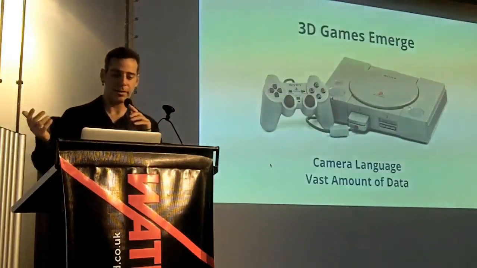So 3D games emerge. This is the PlayStation, 1994, right? We get two things. We get camera language, so now the language of film actually applies to games in a literal sense. And we get vast amounts of data because we go disc-based, right? This was a CD-based system, and then from there we go DVD-based, and then Blu-ray-based, and now we just get access to gigabytes and gigabytes of stuff. So when it comes to combining games and film together, you have a lot of possibility now.